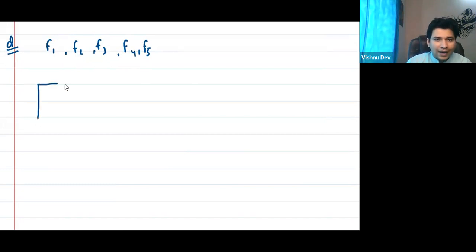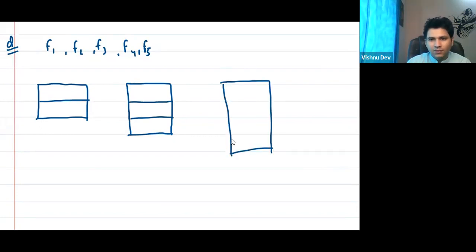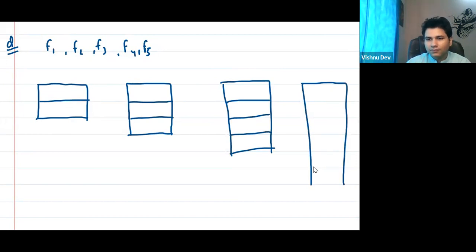So I can have something like this: in one case 2 flags. Then I can have this, 3 flags. Then this, 4 flags. And then this. Sir, that became 6 flags. It became 6, my bad. It should have been 5.